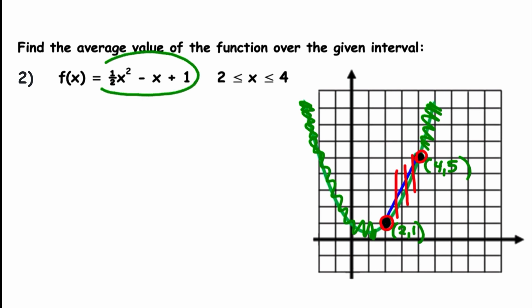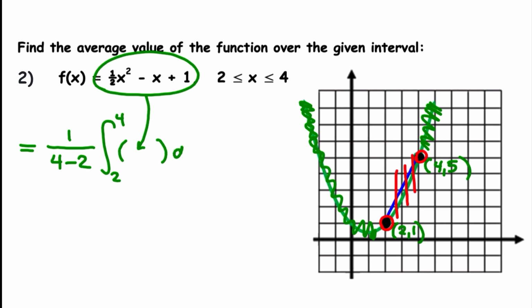So here's the formula. Average value equals 1 over b minus a. Again, it's still going to be 1 over 4 minus 2. It'll still be a 1/2 in front. And in goes the formula, dx. All right, 1/2 in front as I mentioned. Let's just integrate on the fly.